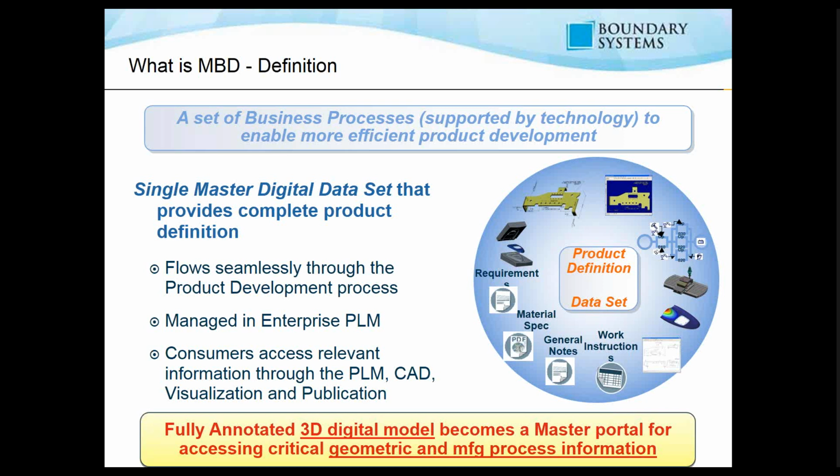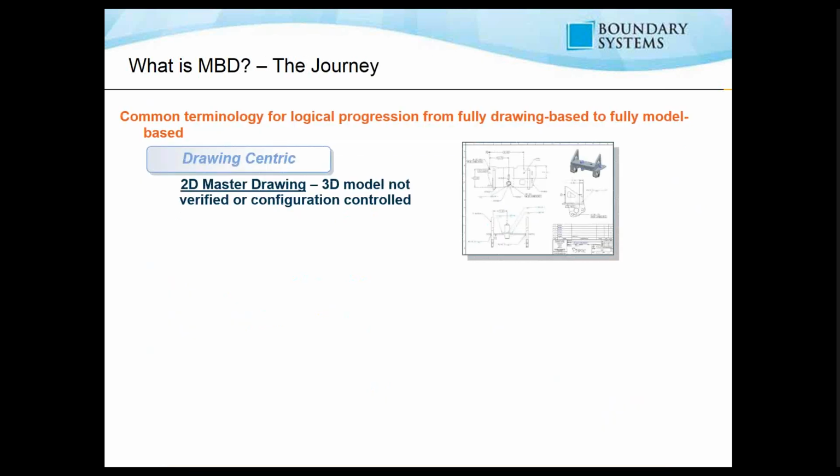The consumers access relevant information through the PLM, CAD visualization, and publications that we put out to them, 3D PDFs or whatever file format we're going to be submitting to our customers or end suppliers, whoever is going to be receiving these models. So no longer will we be sending PDF drawings, but a model that represents all of the digital data that we'll want to participate in, and have our suppliers participating in as well. Fully annotated 3D digital models become a master portal for accessing critical geometric and manufacturing process information, so our PMI.